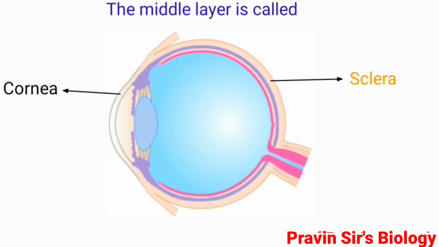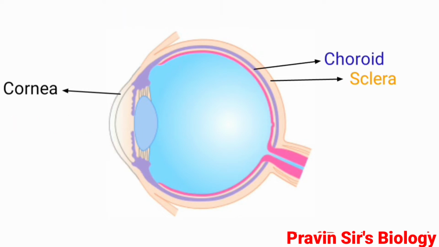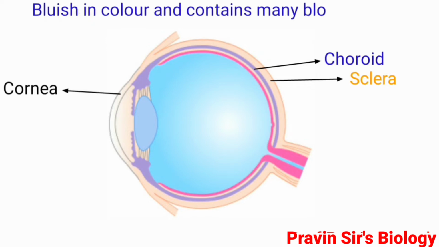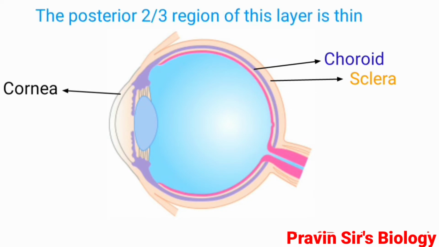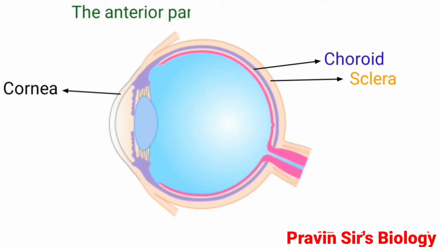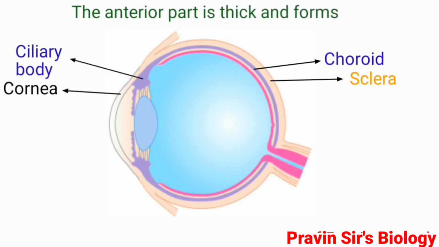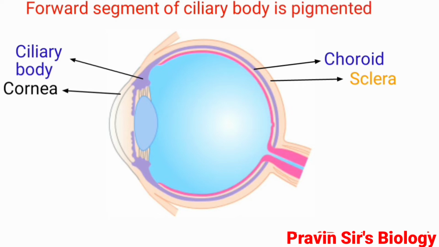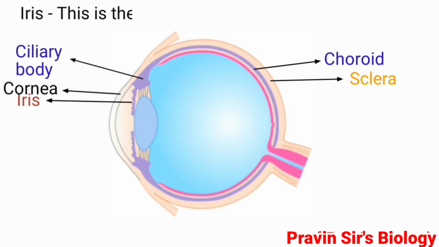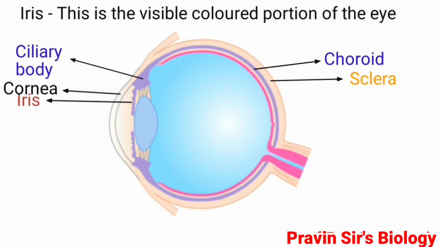The middle layer is called choroid, which is bluish in color and contains many blood vessels. The posterior two-third region of this layer is thin, while the anterior part is thick and forms the ciliary body. The forward segment of the ciliary body is pigmented and opaque, known as iris. This is the visible colored portion of the eye.